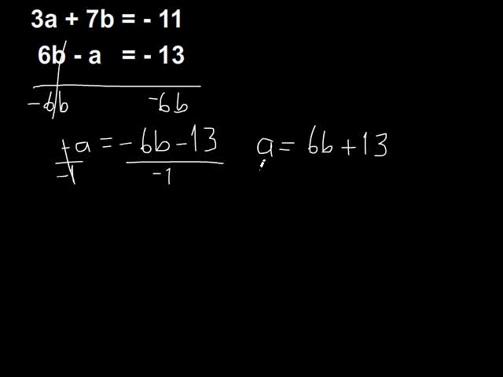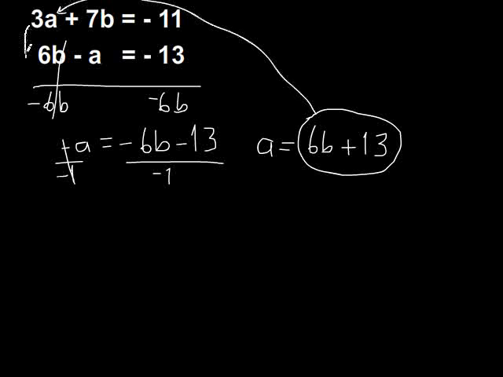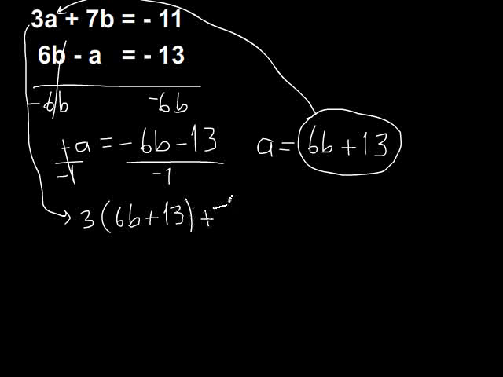Since you know what a is, you can substitute a in one of the equations with 6b plus 13. So let's choose the first equation. In that equation, we will substitute 6b plus 13 instead of a. That will give us 3 times (6b plus 13) plus 7b is equal to negative 11.